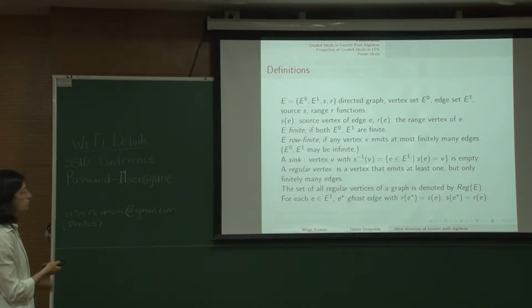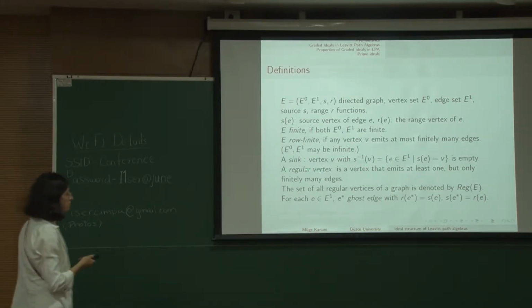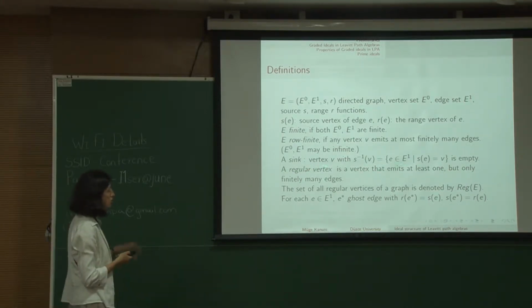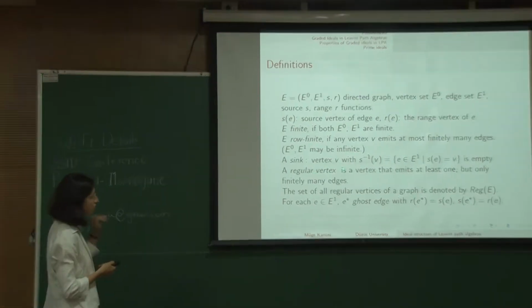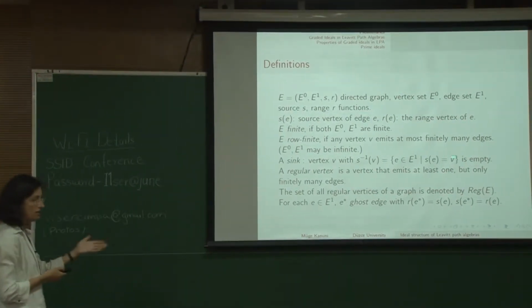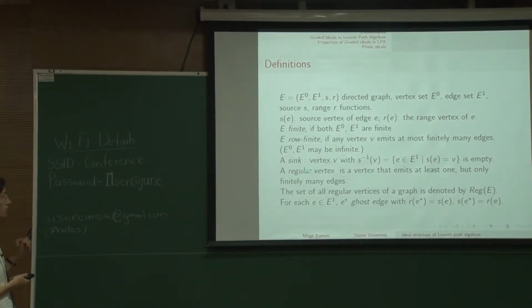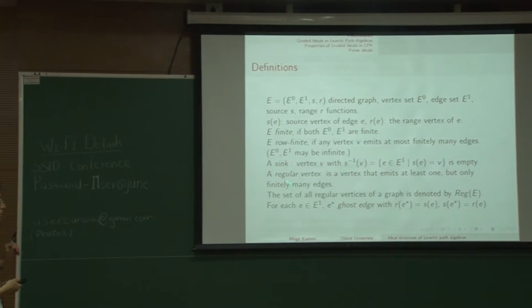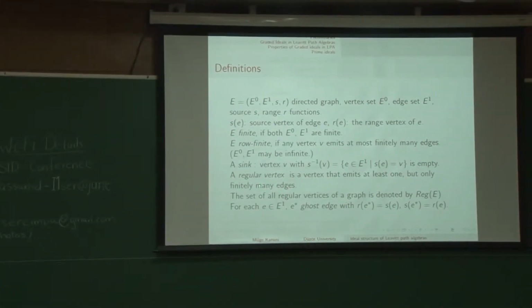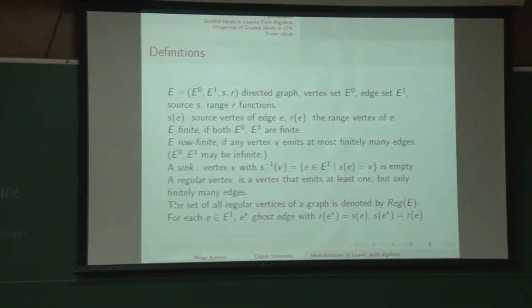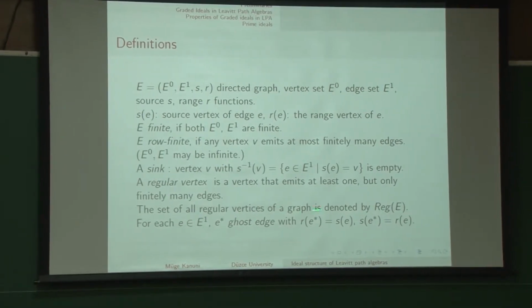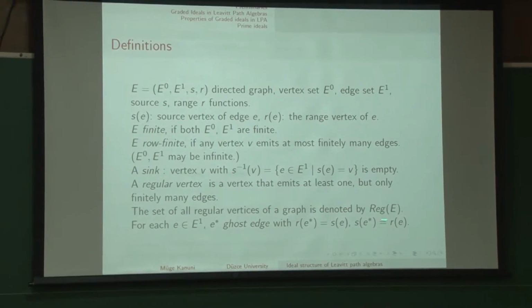A sink is a vertex which does not send any edges out. I sometimes use this throughout the talk, so I wanted to give the definition. If a vertex emits at least one edge, but only finitely many edges, we call it a regular vertex. So it's not a sink and not an infinite emitter; anything else is a regular vertex. The set of all regular vertices is denoted like this.